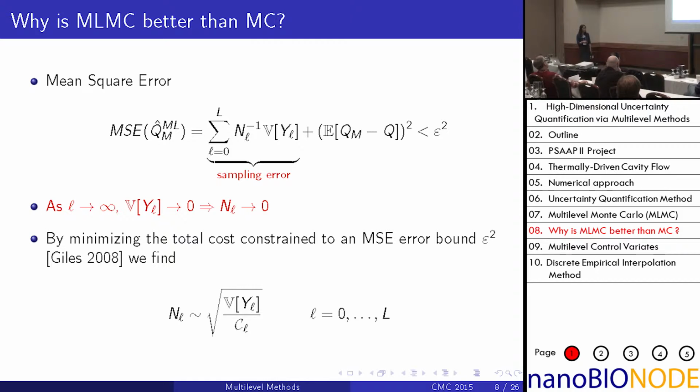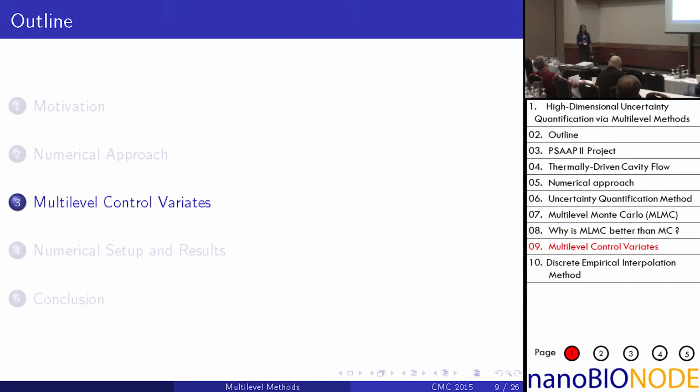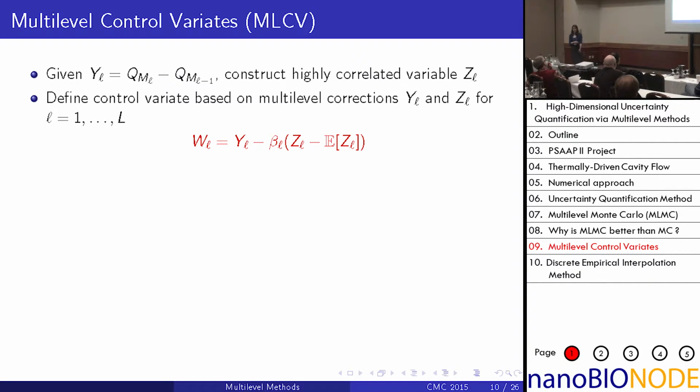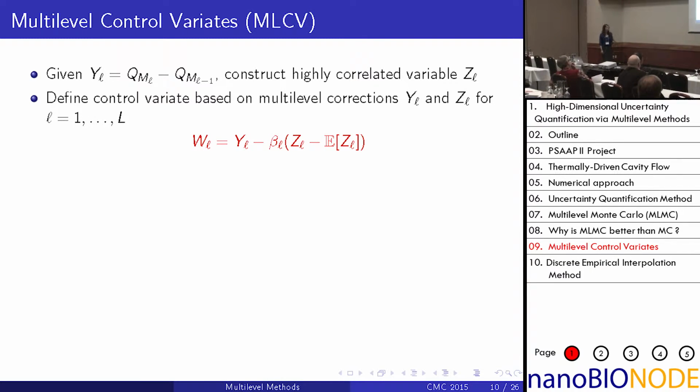What we would like to do is continue this process of variance reduction, and that leads us into multi-level control variates. This is the research we're working on, and it aims to hopefully expend less cost to reach a solution. We have this Y sub l term, this correction term, and we're going to construct a highly correlated Z sub l based on our Y sub l data. It's going to be a low rank approximation, and I'll explain that in the next slide. And we're going to construct a control variate based on these multi-level correction terms, Y and Z.